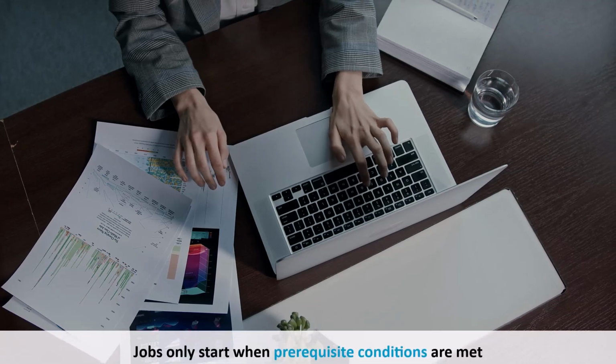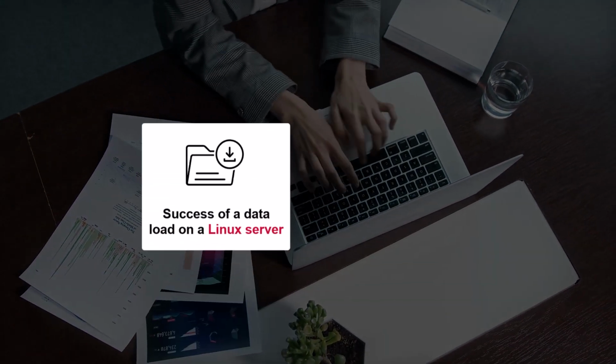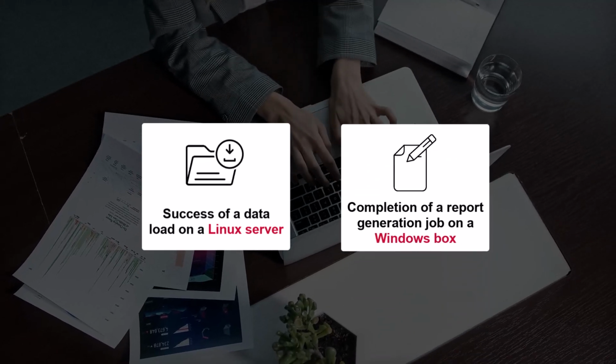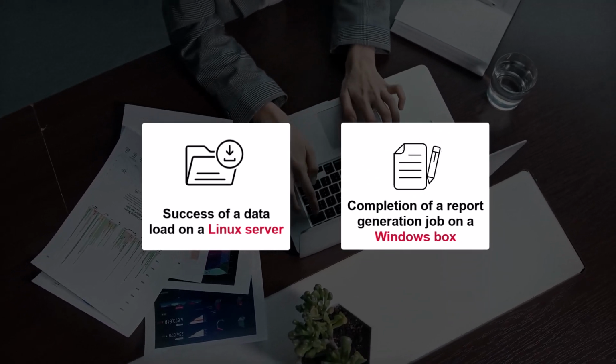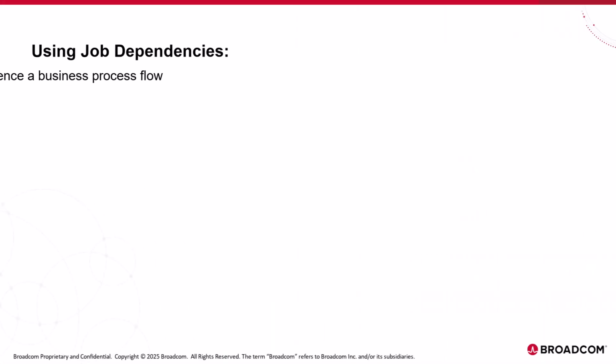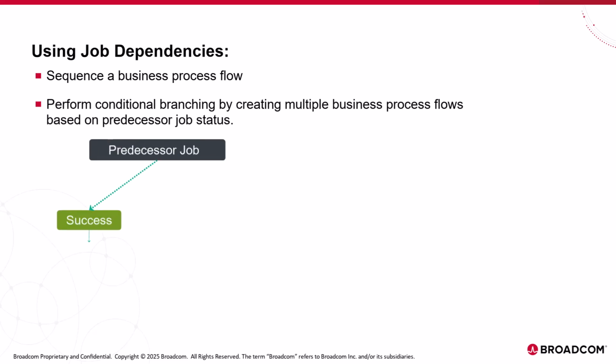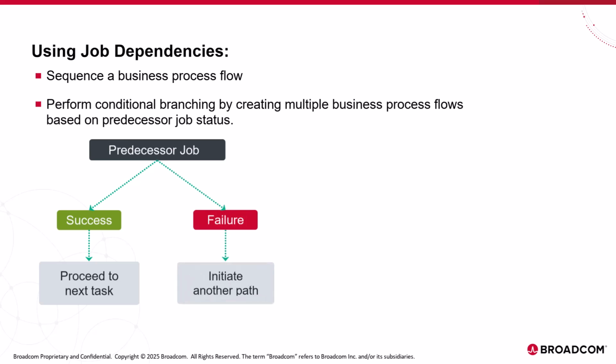They ensure that jobs only start when prerequisite conditions are met, whether that's the success of a data load on a Linux server or the completion of a report generation job on a Windows box. Using job dependencies, you can sequence a business process flow. Additionally, you can perform conditional branching of jobs by creating multiple business process flows based on predecessor job status. For example, if the predecessor job has a success status, follow a certain path, but if the predecessor job has a failed status, initiate another path.